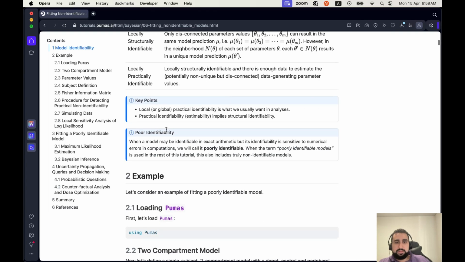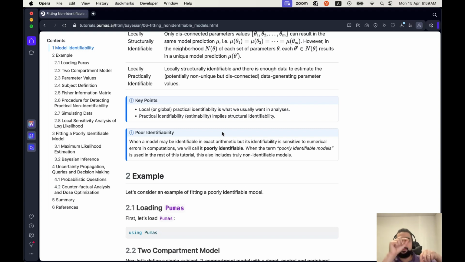So, the term poor identifiability. I mentioned that some models can be identifiable, some models can be non-identifiable. What does that mean when it comes to computation? Let's say 2 parameter values give you the same predictions. That means your model is not identifiable, because I can observe a lot of data and still not be able to figure out which of those 2 parameter values is the true set of parameter values that we used to generate the data. But what if they don't give you the exact same prediction? What if they're very, very close predictions numerically?